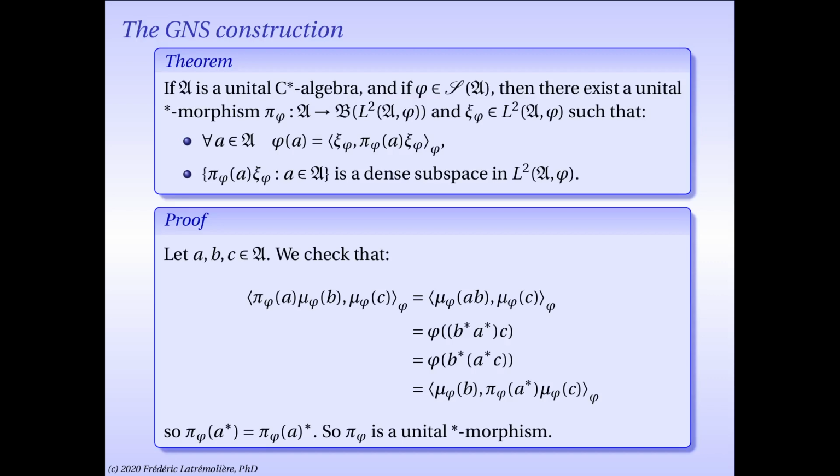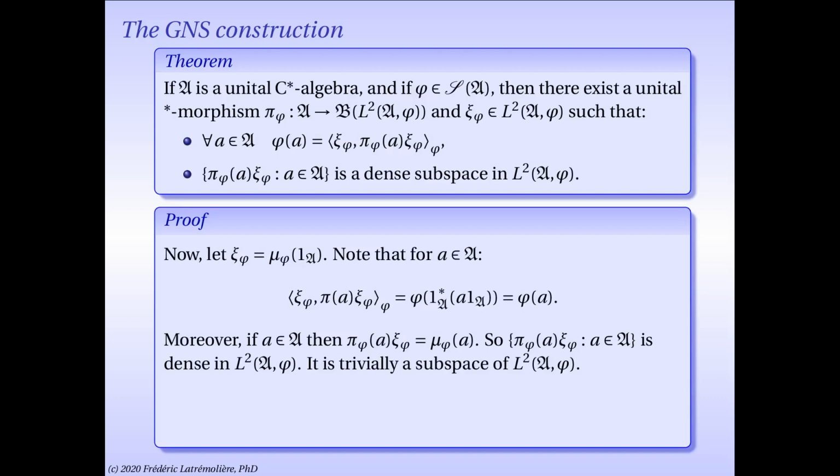So we already knew pi sub phi was a unital algebra homomorphism. Now we know it's a unital star morphism. And that concludes the first part and maybe the core of this GNS construction. But there's a little more structure.